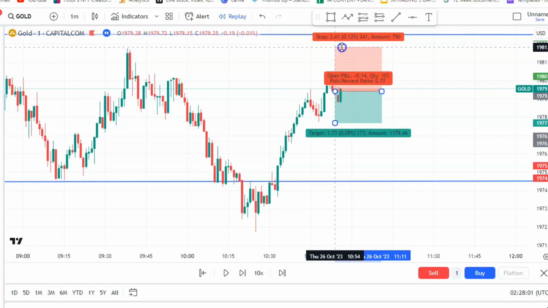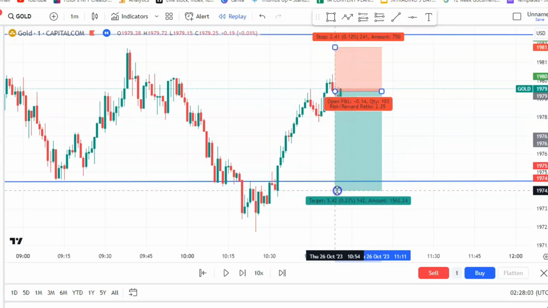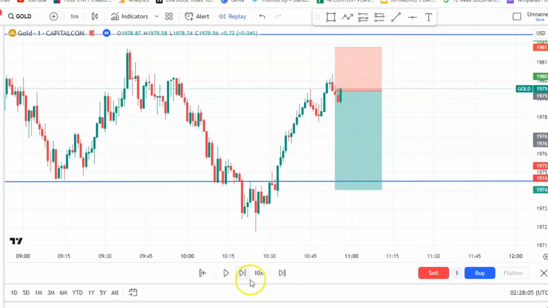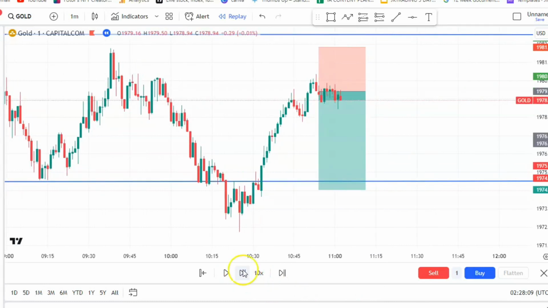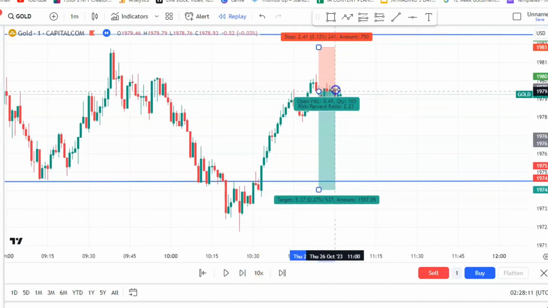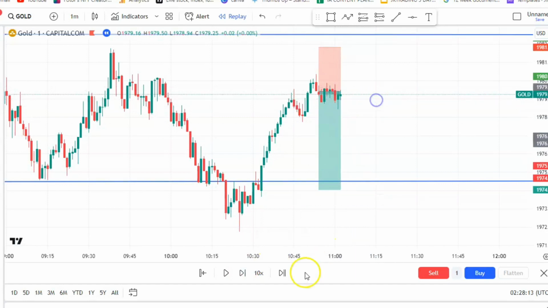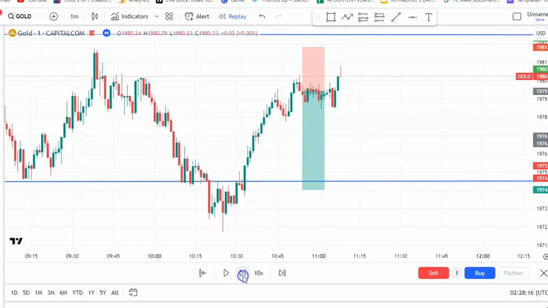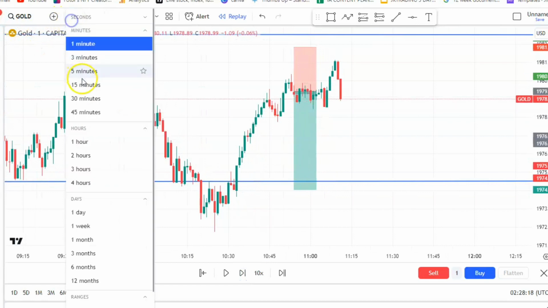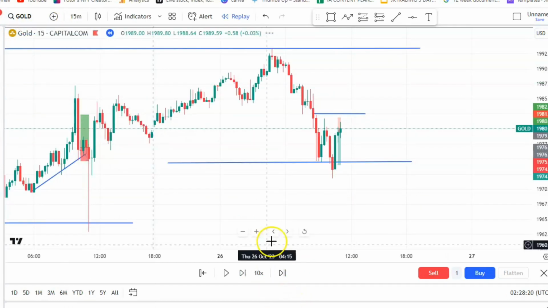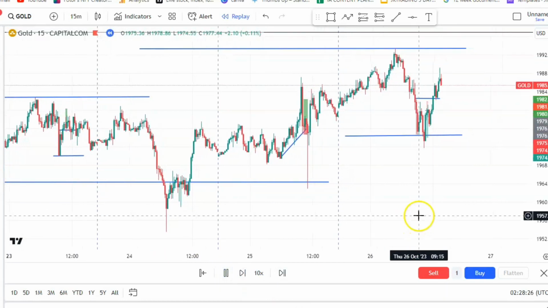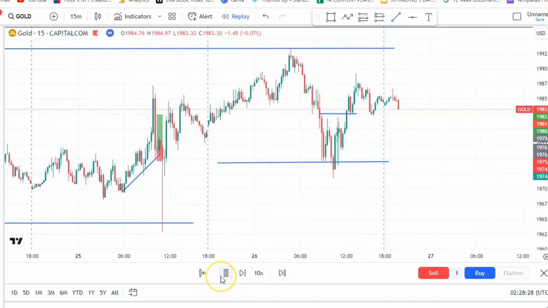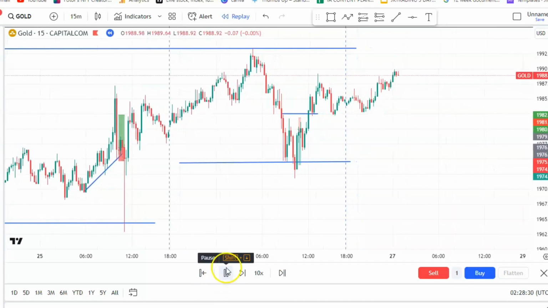My stop, I'll place it above that high. Then a risk reward ratio of 1:2. At 11, I'm closing out my position. So all this time we've been getting out at break even, and it's on a Thursday. So break even or a small loss.